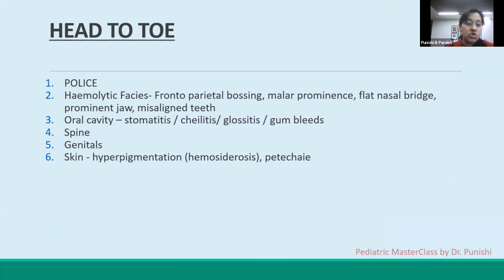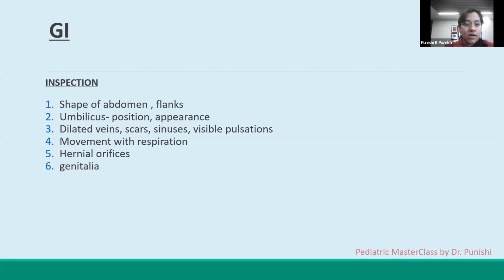Now, oral cavity for stomatitis, cheilitis, glossitis, and gum bleeds, all of this for your nutritional causes of anemia. Gum bleeds, again, if you have associated thrombocytopenias, like if you think you're dealing with malignancies, or hypersplenism severe enough to cause thrombocytopenia, you can have associated gum bleeds. Spine and genitals, like any other case, skin hyperpigmentation, we just saw hemosiderosis, and again, petechiae and purpura to look for thrombocytopenias. So that's about head to toe examination.